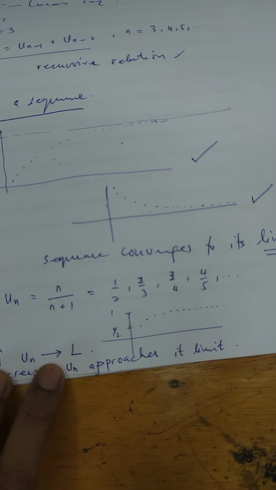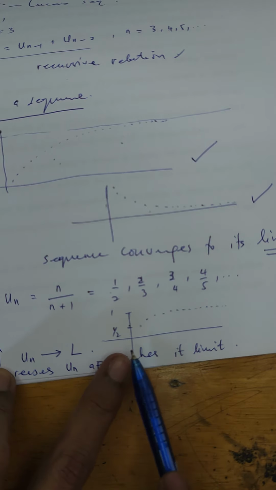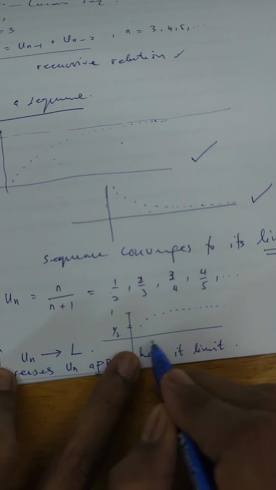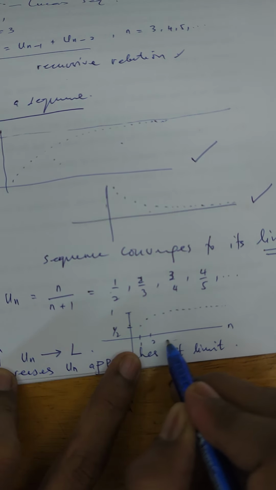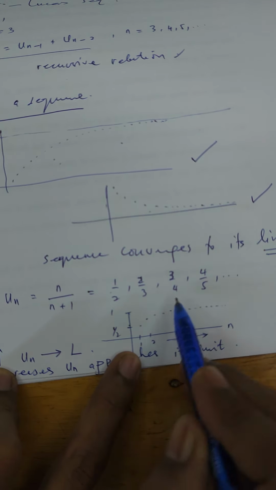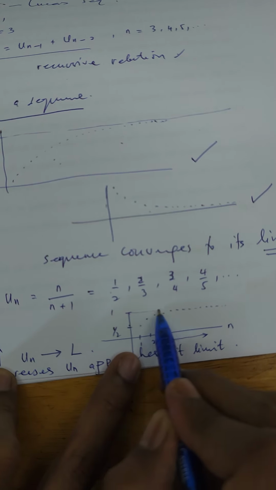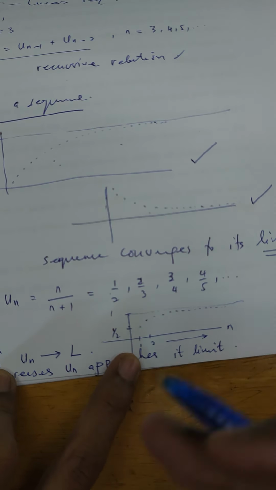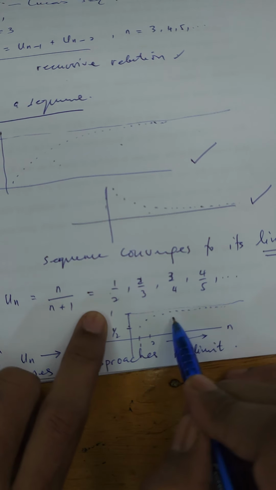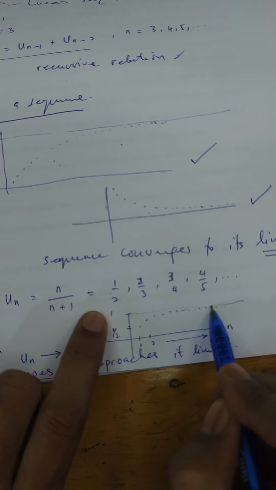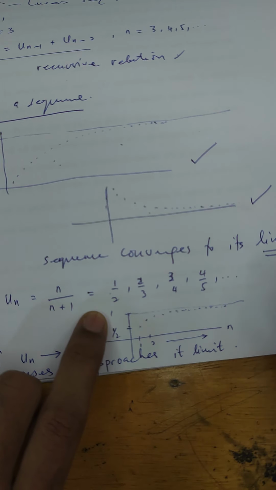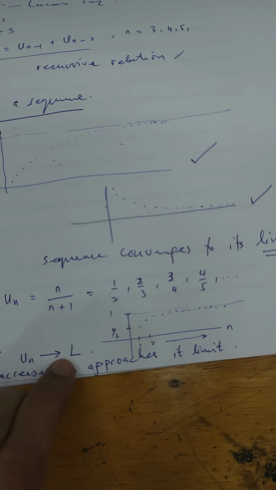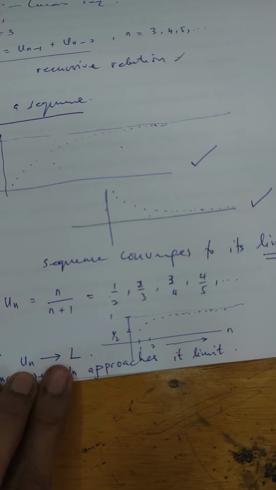I hope you can understand those things. As n increases, as you can see here, n increases from 1, and when we increase n, the sequence approaches its limit. It will not exceed 1 in this case, but gets closer and closer to 1, and very close to 1 in fact, the bigger n we choose.